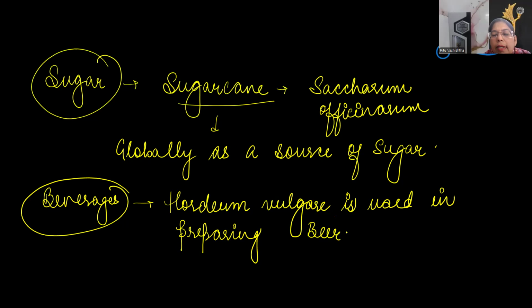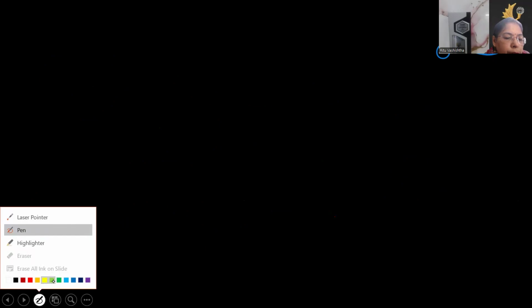So like this, the plants act as the source of food, fodder, fiber, furniture. Besides this, industrial uses are there. Furniture industry, beverage industry, sugar industry. All these are based on the plants. Now we'll be discussing the important plants belonging to this family, which is Gramineae. So the important plants of the family Gramineae.